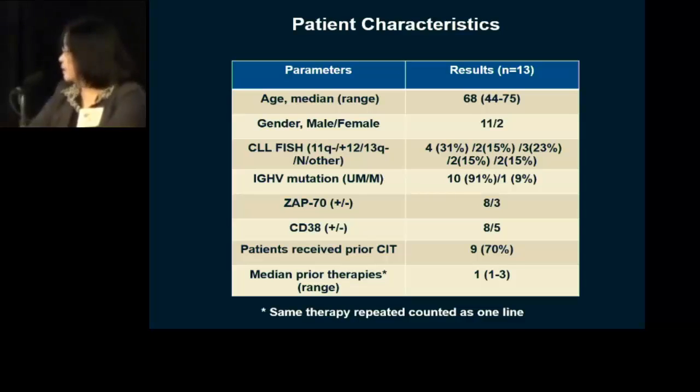The majority of the patients have IGHV unmutated status. Actually among all 11 patients, the one who has mutated status only has a 2.1% mutation rate. A majority of patients have ZAP70 positive disease or CD38 positive disease. 90% of patients have received prior chemoimmunotherapy in the form of either FCR or PCR or PCO or PCR lenalidomide. The median prior line of therapy in this study is only 1, but we counted it as 1 line if a patient had received, for example, 2 different time points of FCR or 2 different time points of PCR.